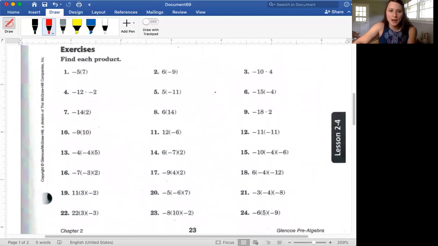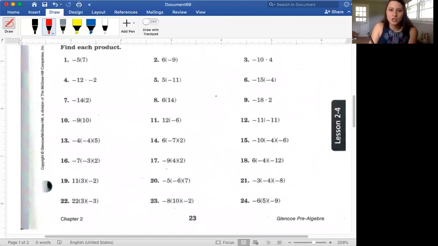So let's do a few practice problems here. If you want to pause and try a few, you're welcome to. We're going to do 1 through 6. Okay. So -5 times 7, that would be -35. We're going to keep it a negative because there's only one negative. Number 2, there's only one negative, so our answer is going to be negative. 6 times 9 is 54, so my answer is -54.